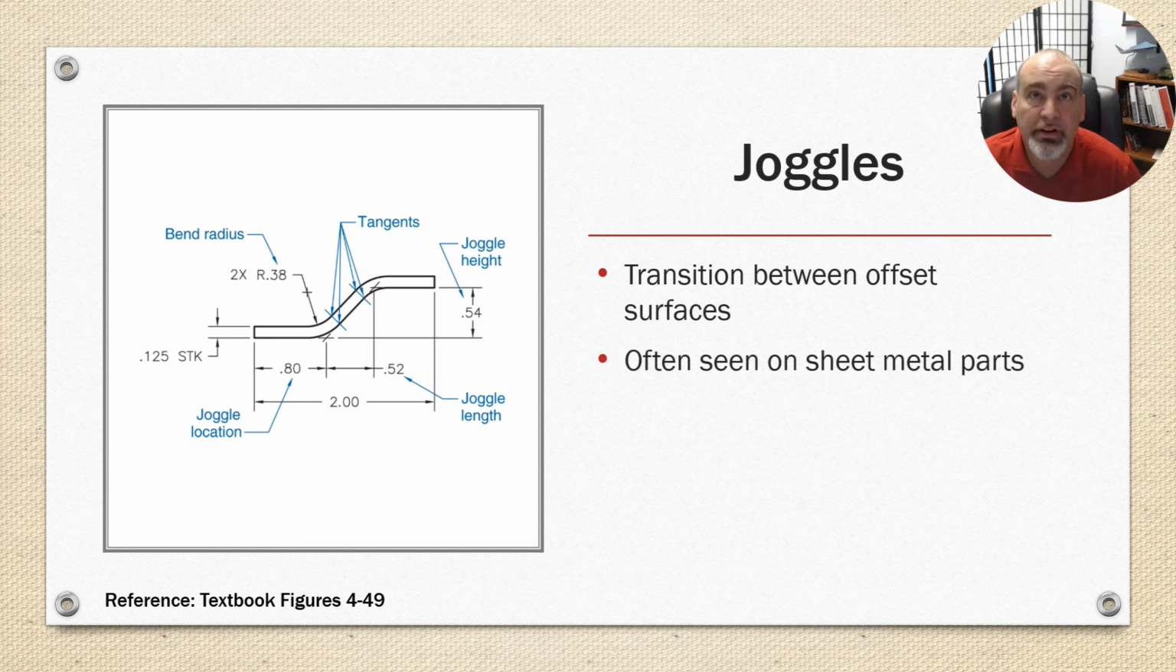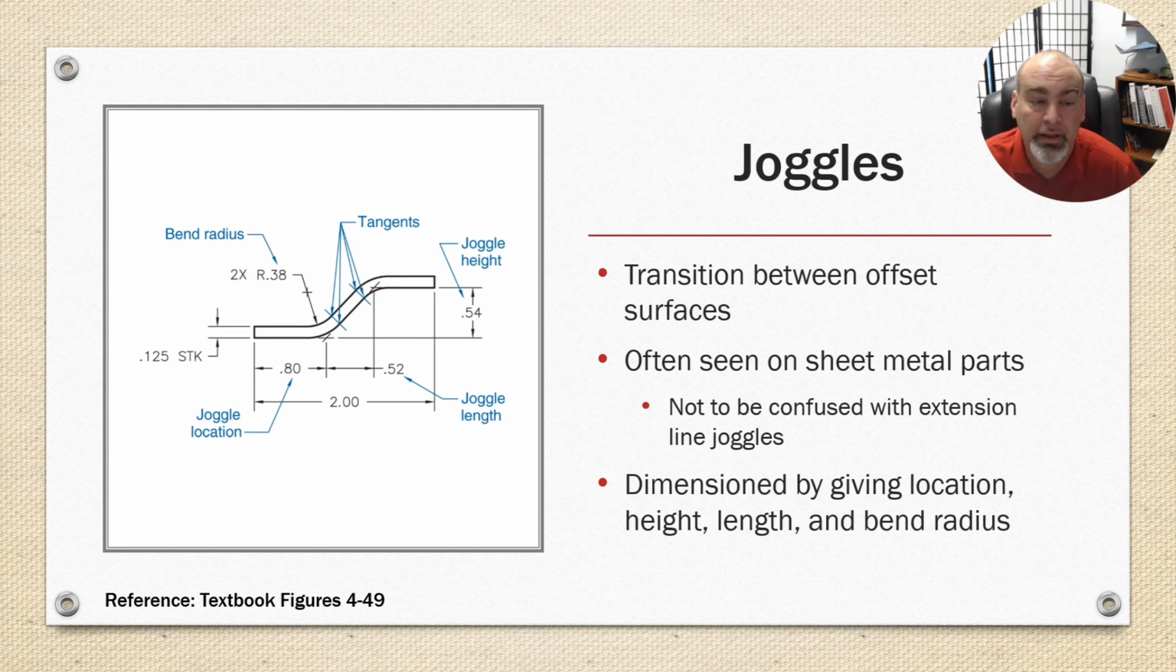It's often seen on sheet metal parts. It's not to be confused with the extension lines we talked about earlier, even though the shape is similar. And you have to give the dimension by giving location, height, length, and bend radius.